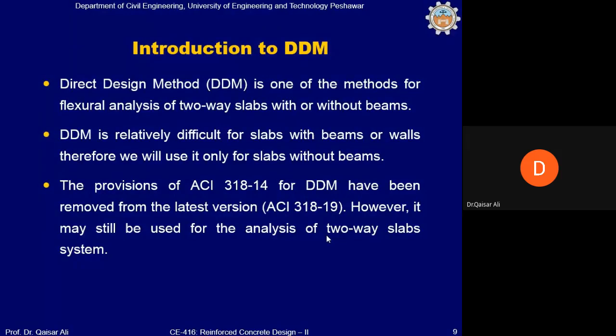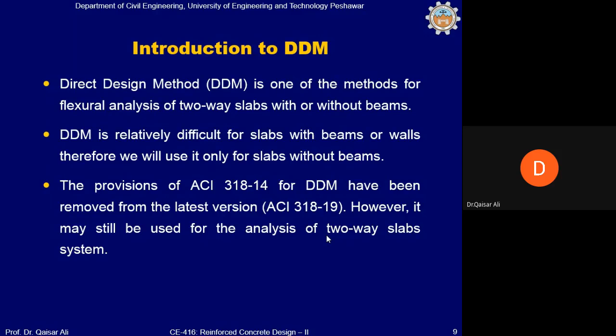Although in this lecture we will be using the direct design method for slabs without beams, the ACI code permits us to use this direct design method for slabs with beams. But what we have seen is that the DDM is relatively difficult for slabs with beams. If we want to analyze slabs with beams using the direct design method instead of the ACI moment coefficient method, then DDM is relatively more difficult.